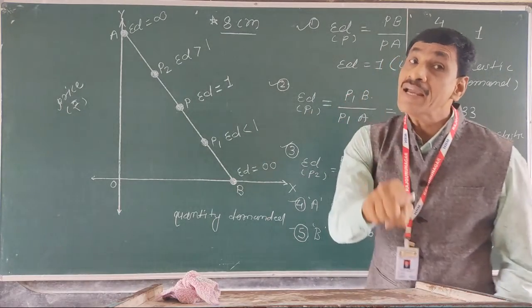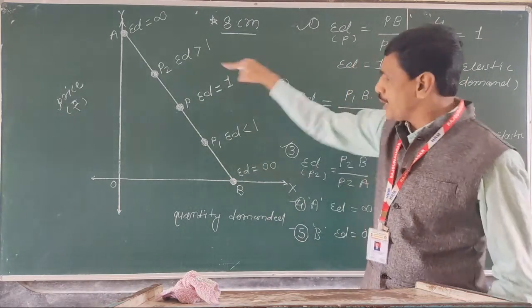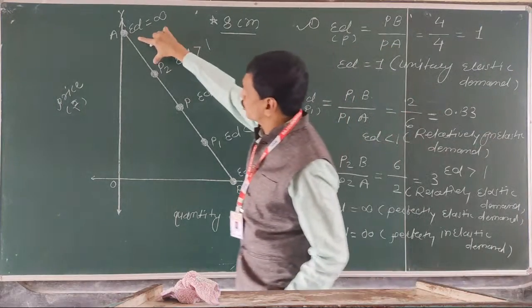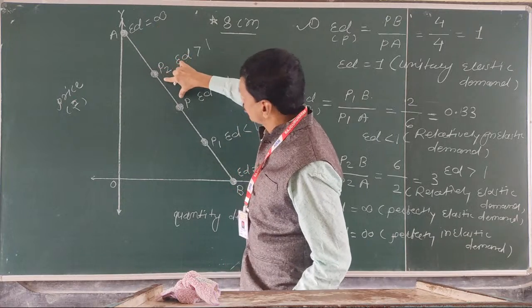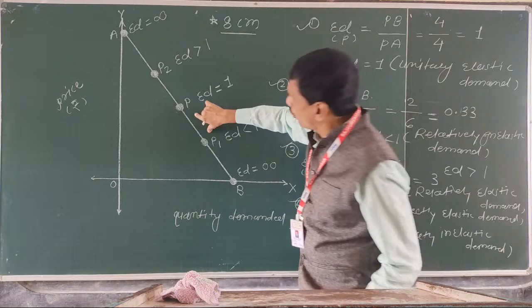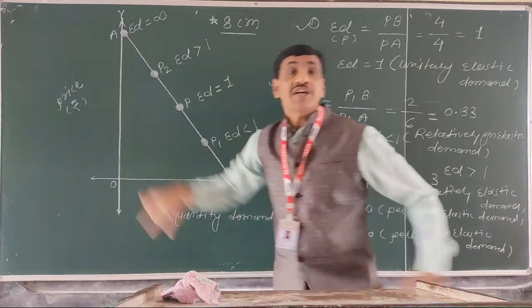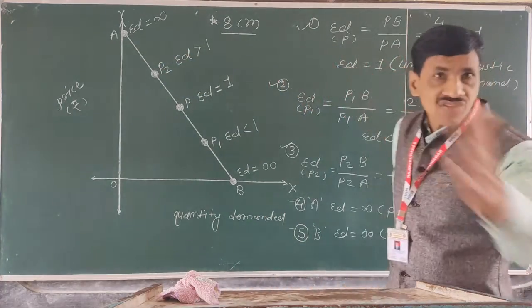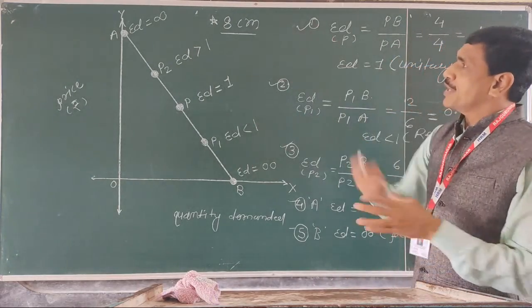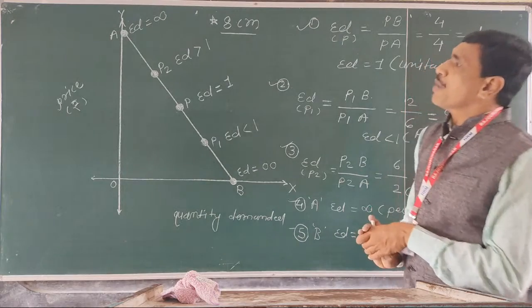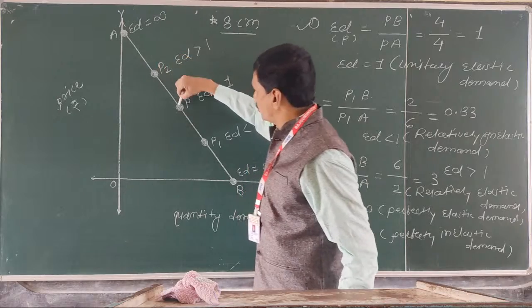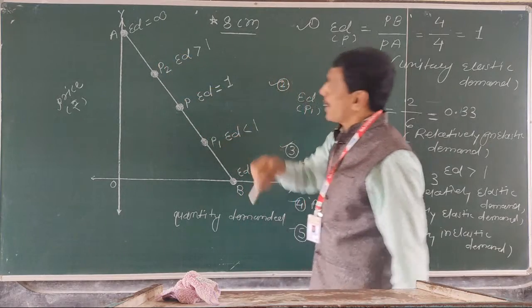and the length of that demand curve is 8 centimeter. It is only an assumption. So the AB demand curve's length is 8 centimeter. This portion shows 2 centimeter, 2 centimeter, 2 centimeter: 2 plus 2 is 4, plus 2 is 6, plus 2 is 8. Its length is 8 centimeter, only assumed. So how many points are on the demand curve? There are 5 points: 1, 2, 3, 4, and 5.